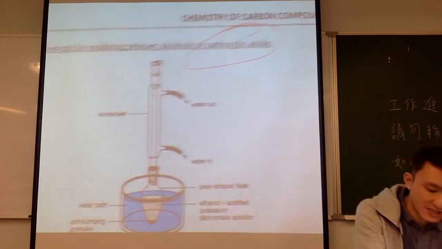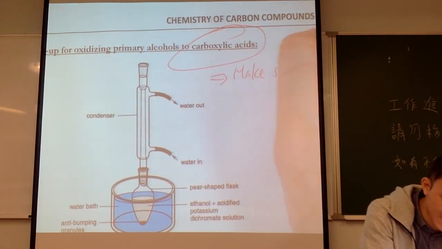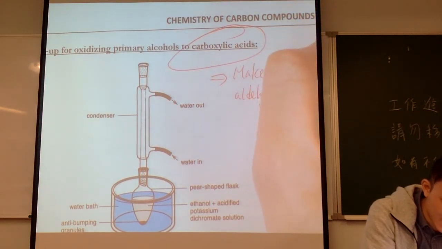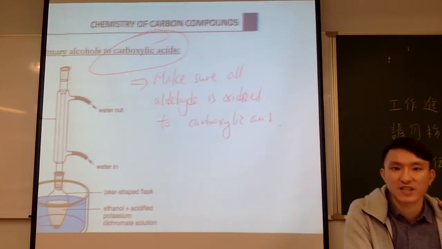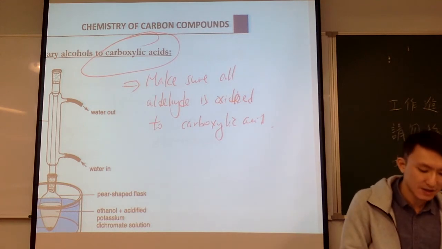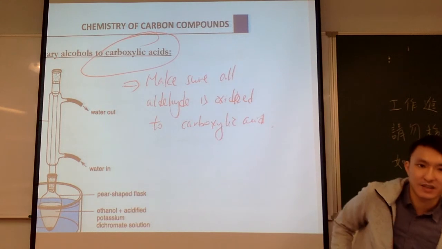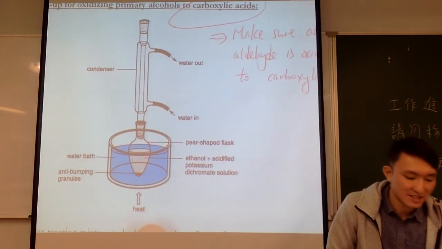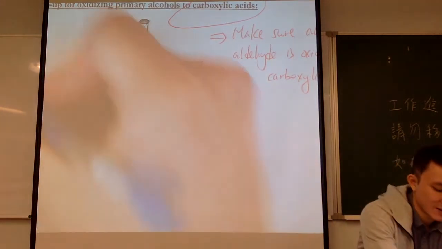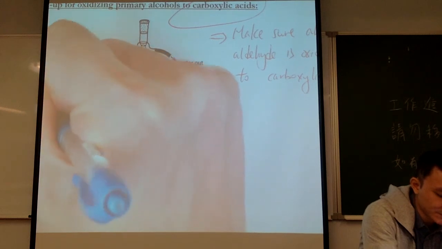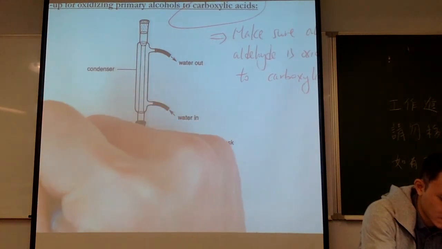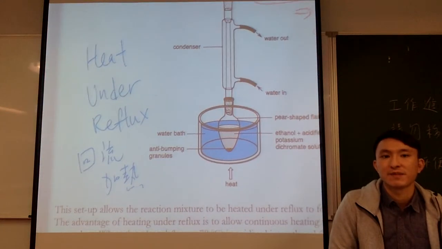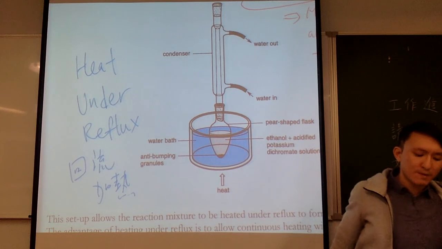So for the carboxylic acid, our key issue is to make sure all aldehyde is oxidized to carboxylic acid. Okay, this is our main objective, right? Make sure all aldehyde is oxidized to carboxylic acid. So what we do is we carry out a setup called heat under reflux. Now, this is a very important setup. We call it heat under reflux. Now, what do you mean by heat under reflux?